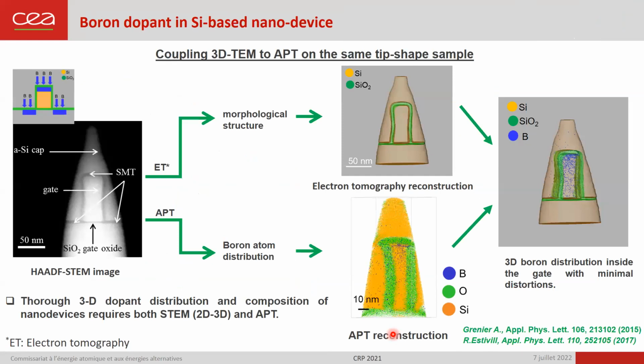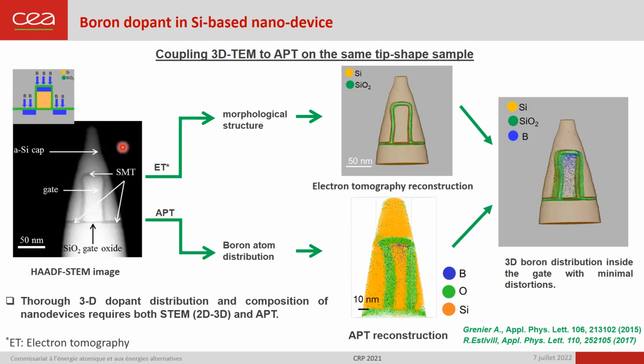So the last example that I will show has been performed on boron investigation in a simple silicon nano device. And I will show you that it requires both electron tomography and atom probe tomography in order to obtain an almost complete view of the device. So this is the dedicated device. It is very simple. This is a silicon gate which has been doped by boron implantation and then surrounded by silicon oxide.